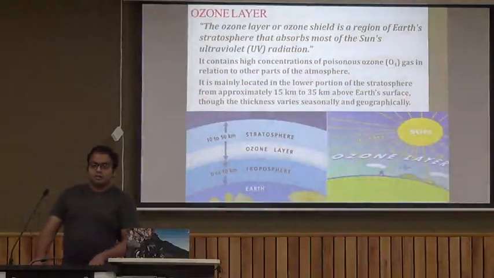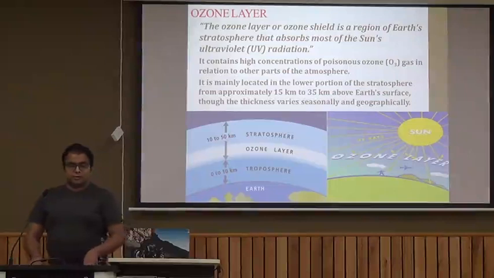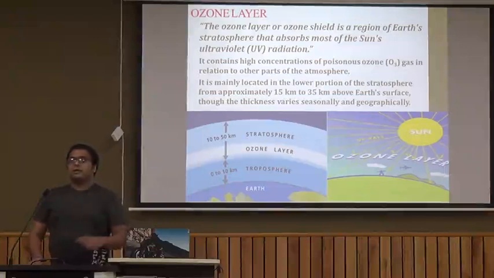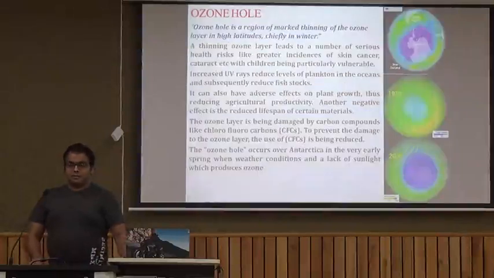The last topic here is the ozone layer. This ozone layer is the region of Earth's stratosphere that absorbs most of the sun's ultraviolet radiation. It contains ozone gas in a very high percentage, and it is located between 15 km and 35 km above the Earth's surface in the atmosphere. Because of this ozone layer, ultraviolet rays are not allowed to reach the surface of Earth. As a result, we are all protected from them.